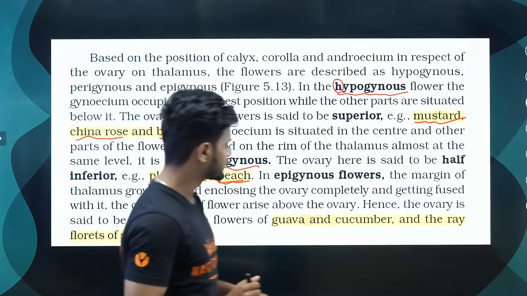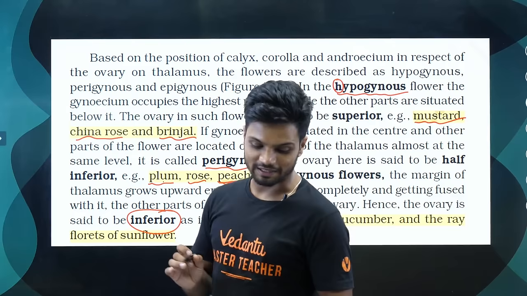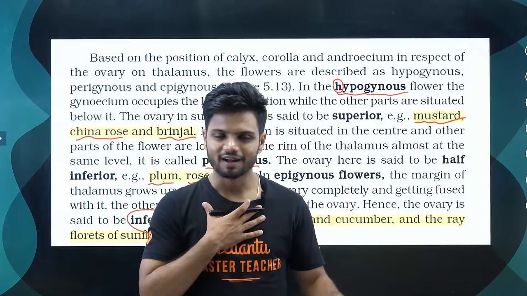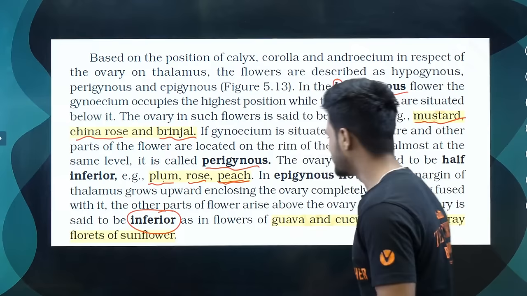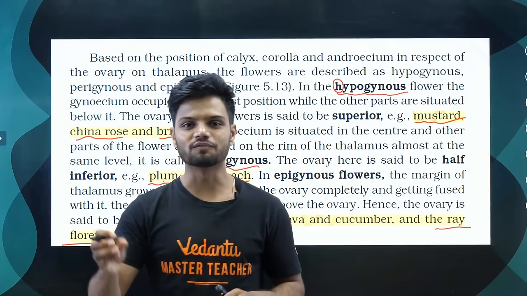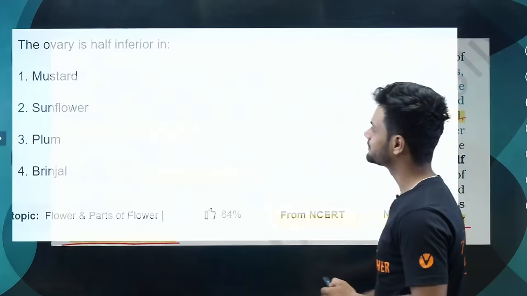The last one I remember is inferior ovary. Inferior basically means something you don't like. Back in the days, I used to hate drinking cucumber juice. So I remember inferior ovary means I don't like it, and it is cucumber and also guava and also sunflower, the ray florets of sunflower. I didn't have a trick for this, but I remember it like that. Cucumber juice, I don't like, so it's inferior. Along with that, guava juice, and sunflower juice. There is no sunflower juice, but still, that's how I remember it. Clear? Next question.